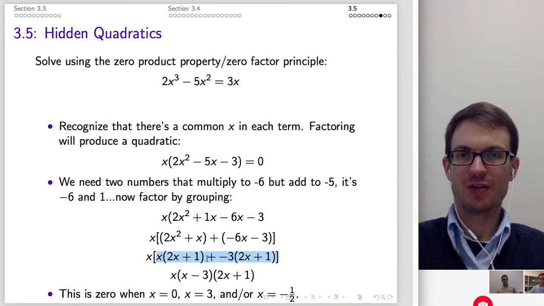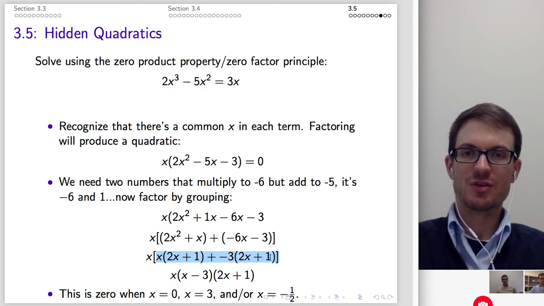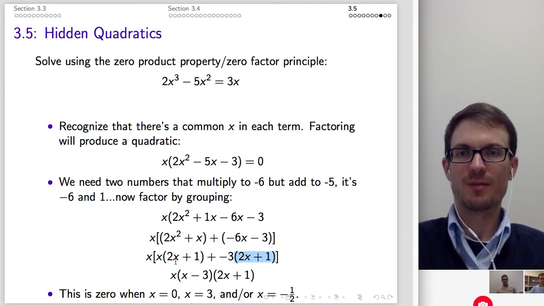We're going to factor out an x. We take out an x, we get x times the quantity 2x plus 1, plus minus 3 times the quantity 2x plus 1. Why did I take out the minus 3? Well, I want to be able to turn this term into a 2x plus 1, which I can then factor out. So I get x times the quantity x minus 3 times the quantity 2x plus 1.